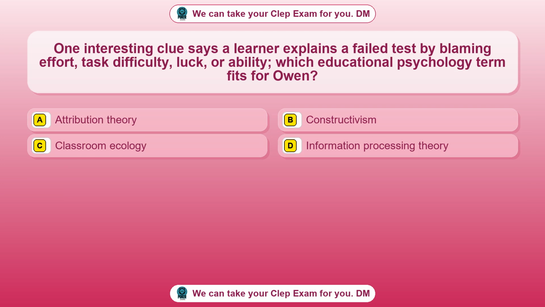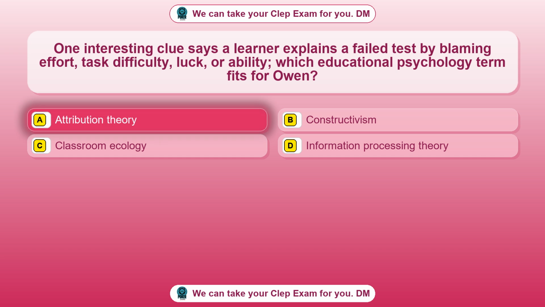Question 30. One interesting clue says a learner explains a failed test by blaming effort, task difficulty, luck, or ability. Which educational psychology term fits for Owen? Option A, attribution theory. Option B, constructivism. Option C, classroom ecology. Option D, information processing theory. The correct answer is option A, attribution theory.